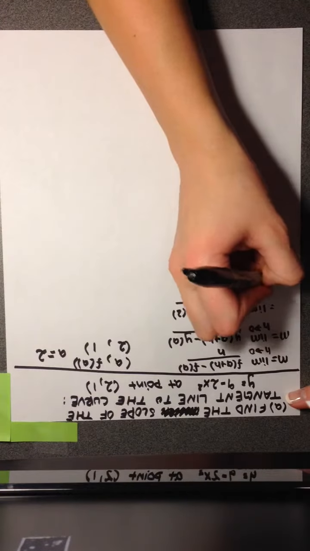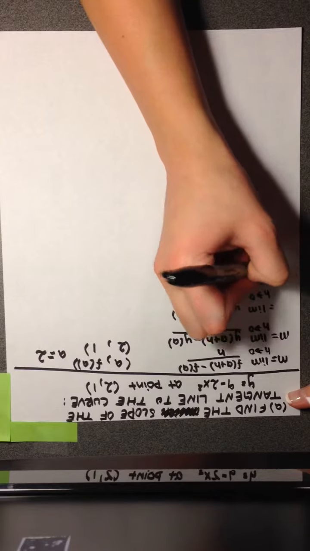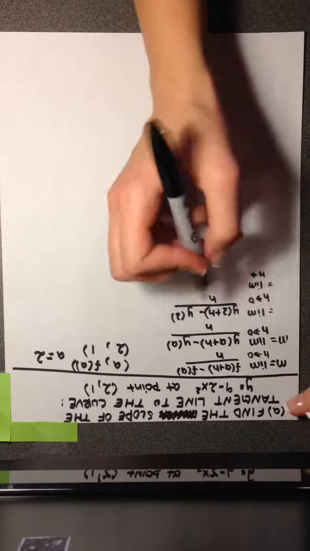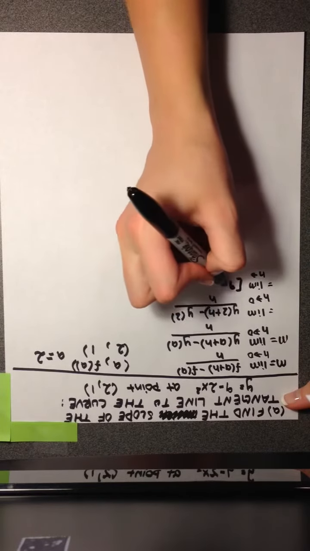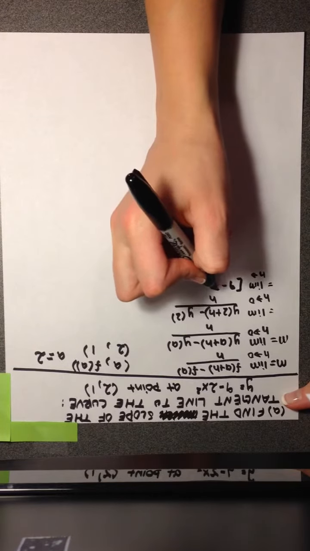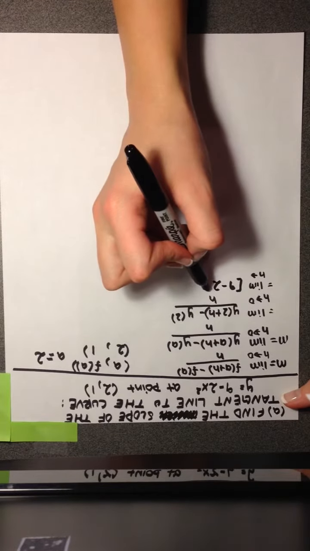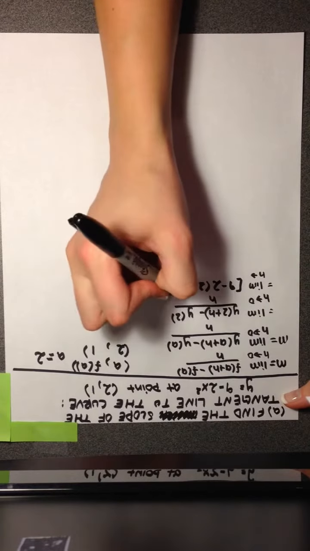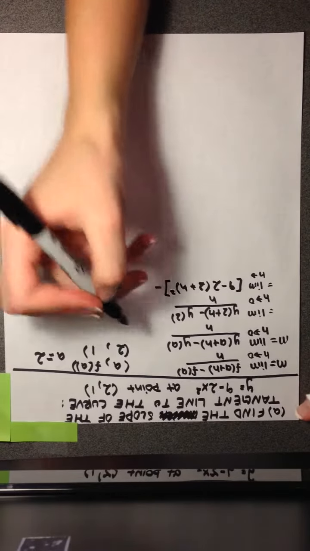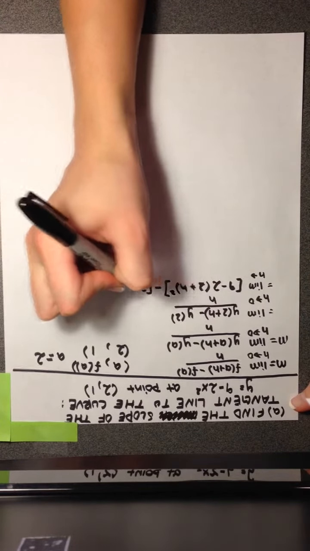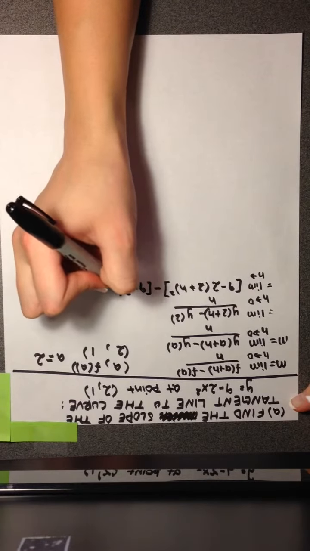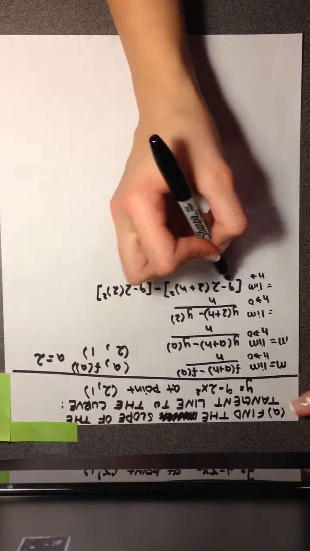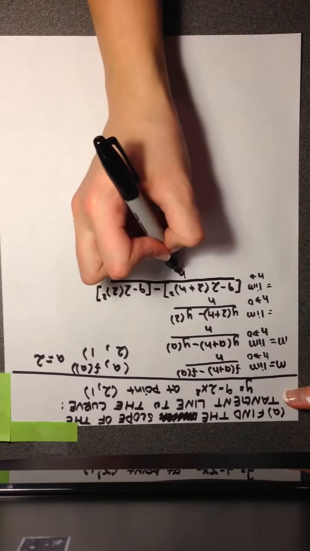So that gives us the limit as h approaches 0 of 9 minus 2 times, and we put 2 plus h in for our x, so 2 plus h squared, all of that minus 9 minus 2, put the 2 in for the x now, 2 squared. And then again, all of this is over h.